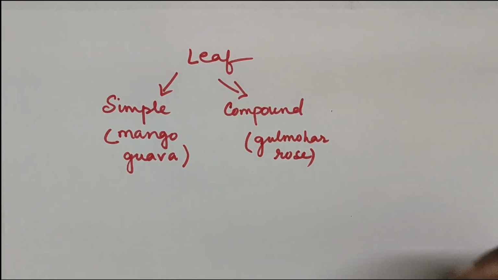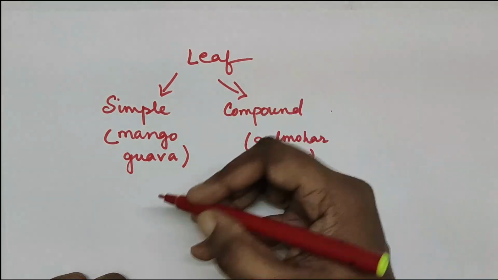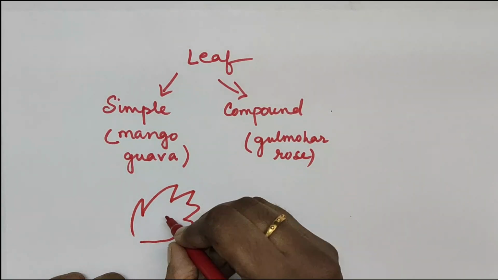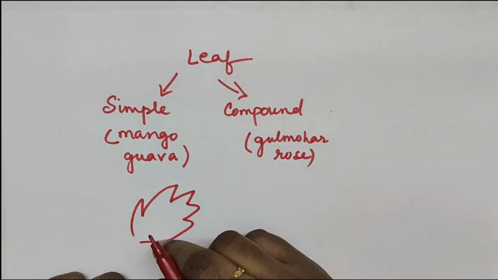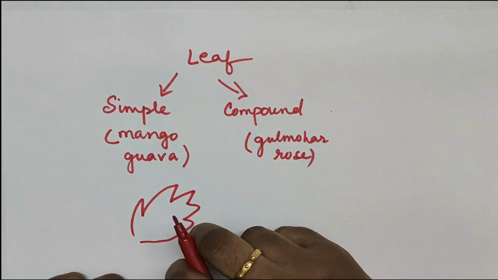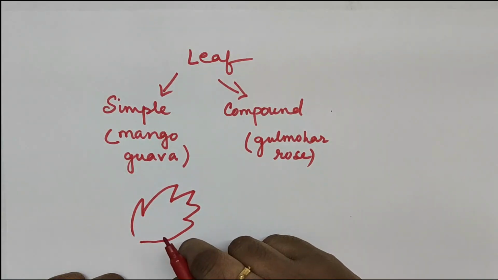Like if you see a cotton leaf, you will see that it has incisions, but these are not so deep that they cut the leaf into leaflets. So this is also an example of a simple leaf with some incisions. The incisions are not very deep.